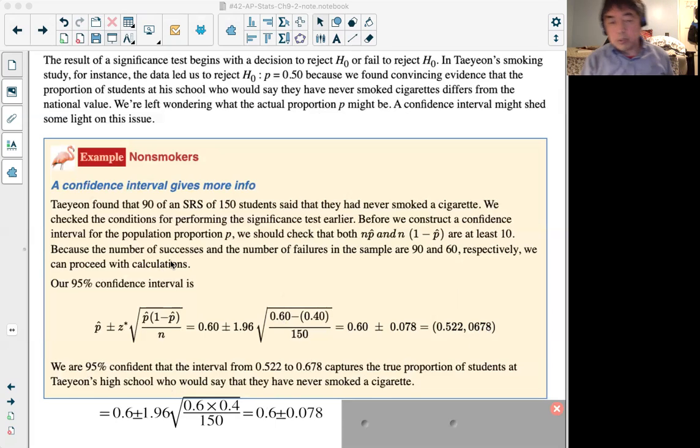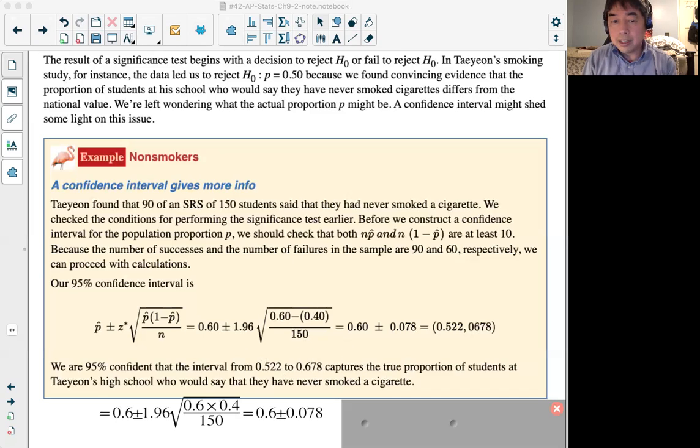So the conclusion is we're not sure what the true P is, but we are 95% confident that the interval from 0.522 to 0.678 captures the true P of the students at Taehyon's high school who have never smoked a cigarette. Maybe I mentioned earlier who has experience smoking, but that was a percentage of who never smoked a cigarette, okay? So make sure you conclude this way.